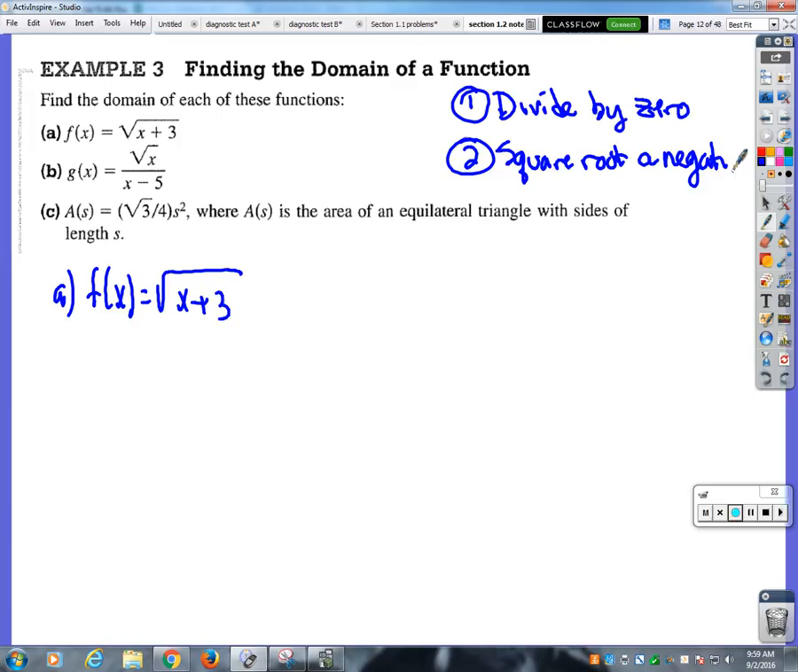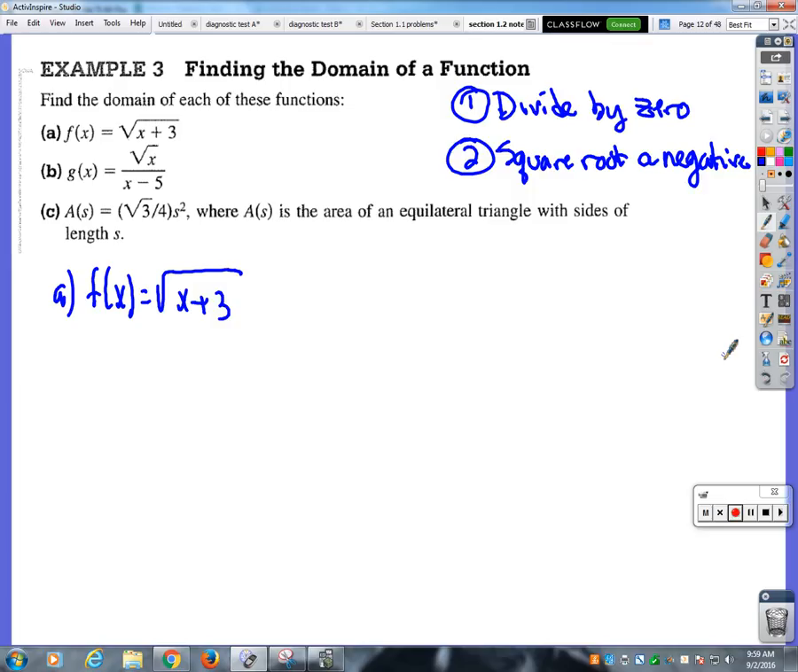Those are the things that we have to be careful of when we're talking about domain and range. If neither of those things is present in the function, if you're not dividing and not square rooting, 99% of the time, maybe 100% of the time, your domain is going to be all real numbers. But for this one, we are taking a square root.